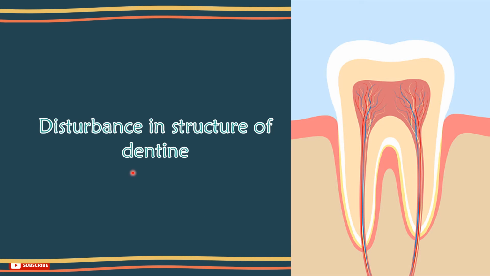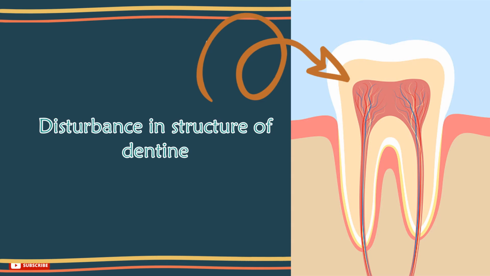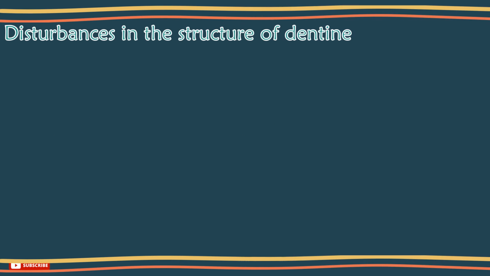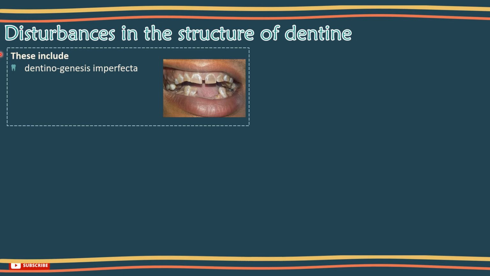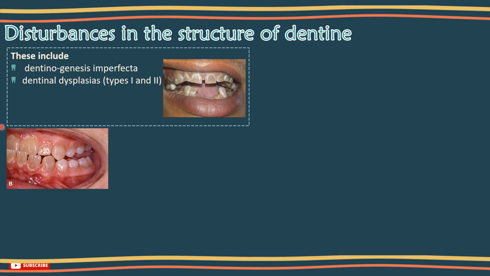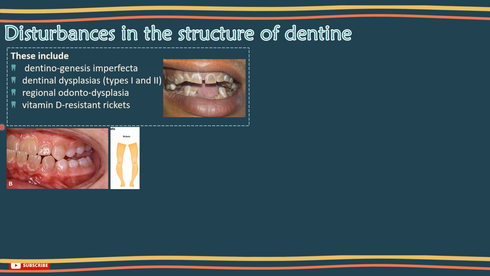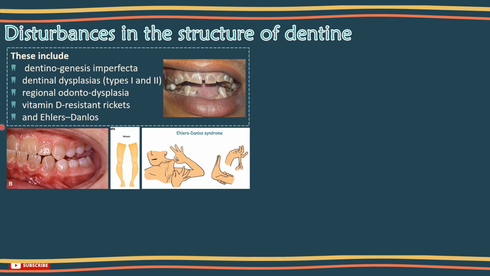Now to the disturbances in structure of dentine. Disturbances in dentine structure include dentinogenesis imperfecta, dentinal dysplasia, regional odontodysplasia, vitamin D resistant rickets, and Ehlers-Danlos syndrome, which is a group of disorders that affect connective tissues.